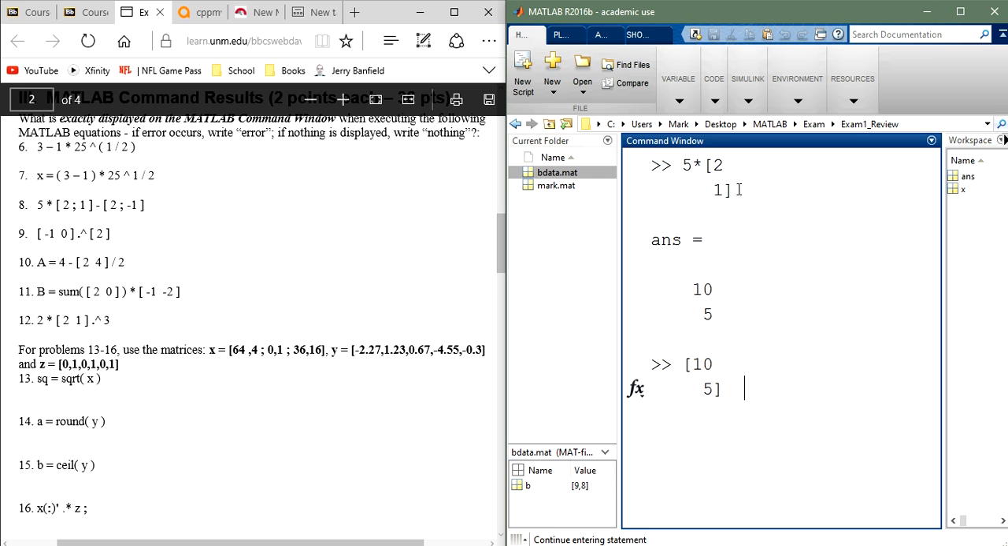And so 10 minus 2 is 8. I'm going to delete this. Let me just talk about it. 10 minus 2 is 8. And then 5 minus a negative 1 is 6. That's just 5 plus 1. And so the answer should be ans is equal to 8 semicolon 6.